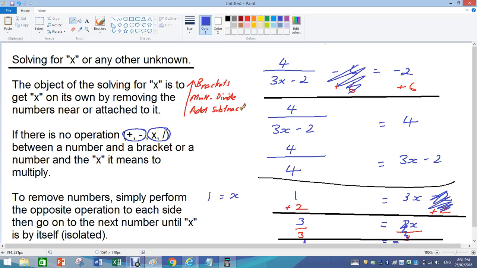Again, we can just double check that. If x is 1, let's check. 4 divided by, what's that? 3 times 1 is 3. Minus 2 is 1. 3 minus 2 is 1. So 4 divided by 1 is 4. And then 4 minus 6 is minus 2. So yep, that works. That's good.